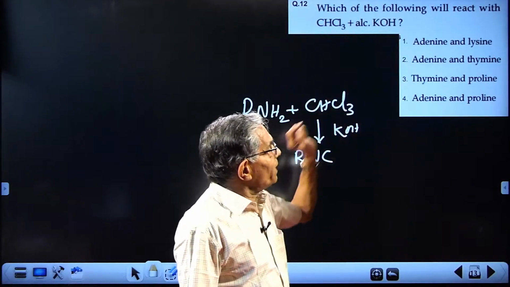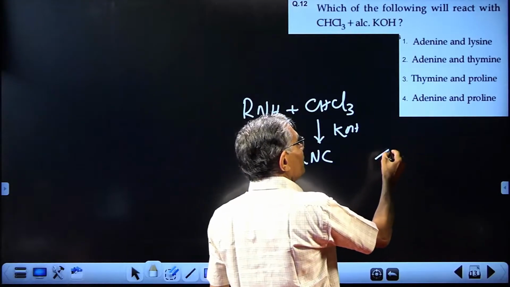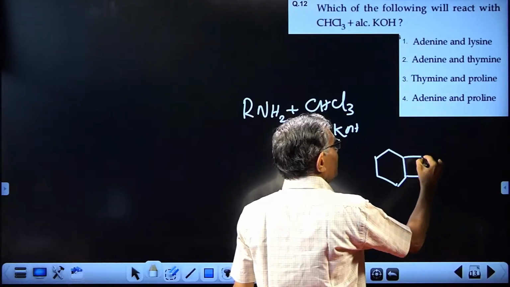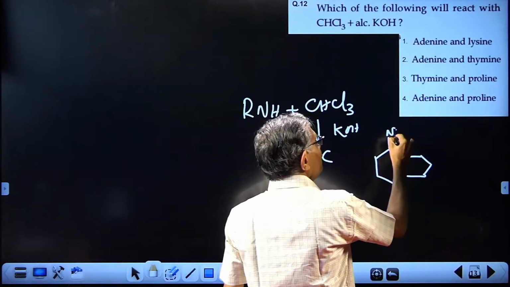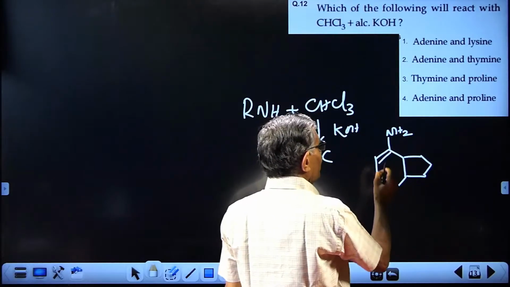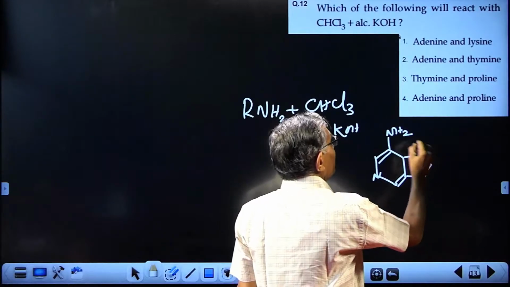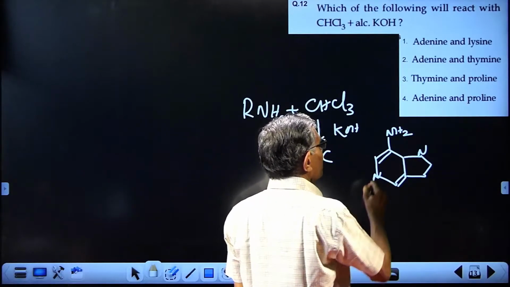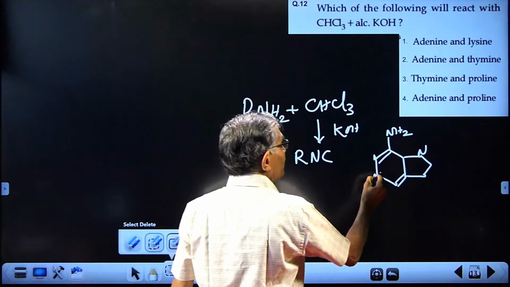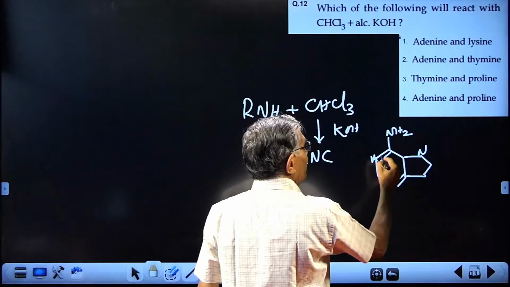Adenine contains a primary amino group. You probably know the structure of adenine: a hexagon followed by a pentagon. There is an NH2 group there, followed by a ring where the nitrogen will be, and then you have got another nitrogen there. All these molecules are given in NCERT, as such.